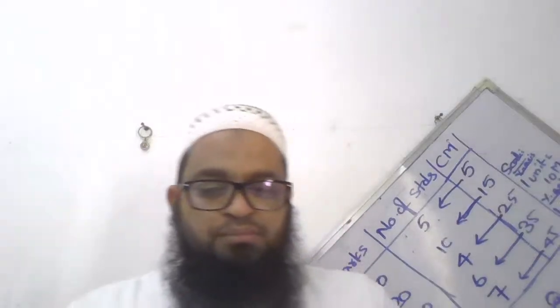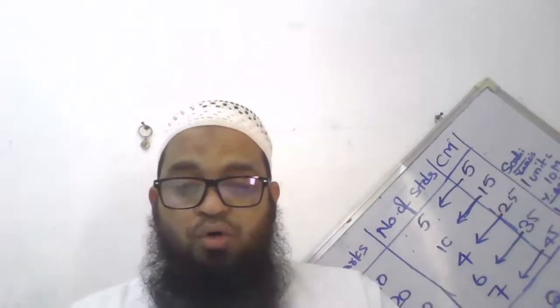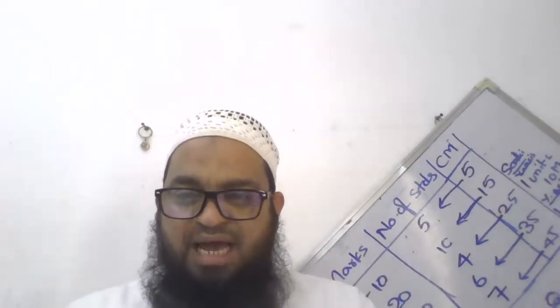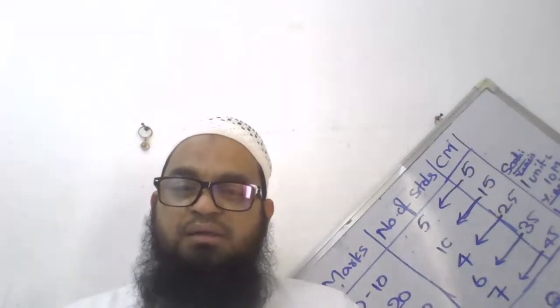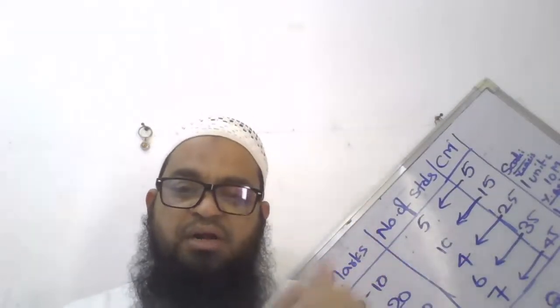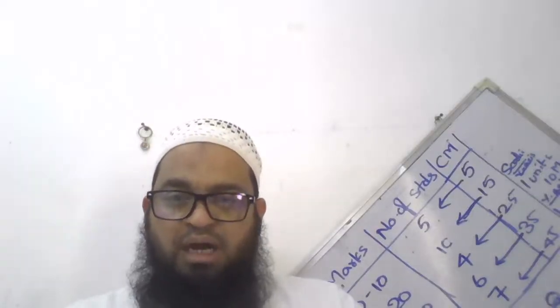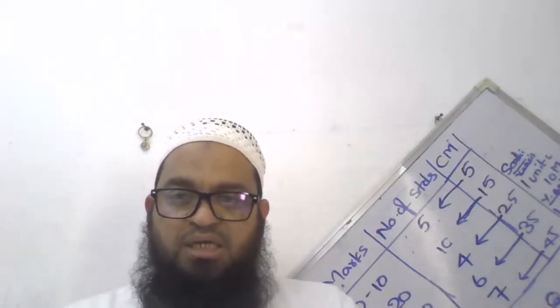Very good, Frozen. Mohammad Zayan, 10 to 20, it is 15. 10 plus 20 is 30. 30 divided by 2 is 15. Understood? Mohammad Zayan, understood?